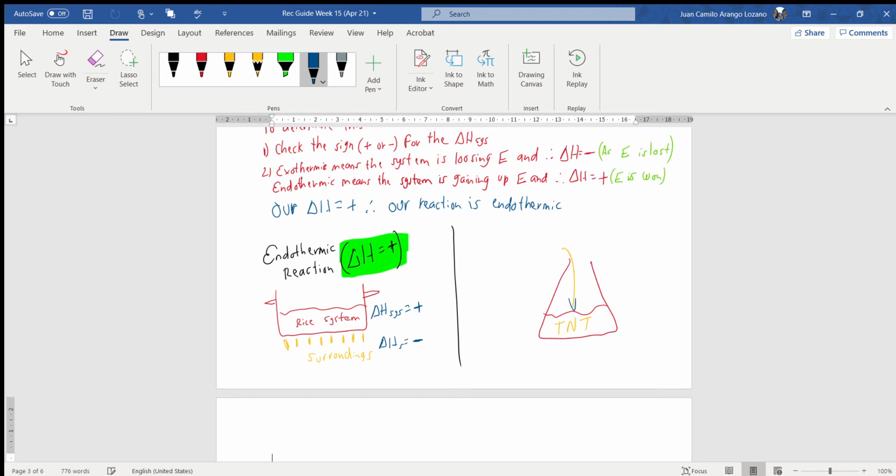Whoops, that's not the color I wanted. If this reactant reacts with water or with moisture, which is the same, in this case this is going to make this TNT explode. What does that mean? That means that this TNT will have a very violent reaction where it will start liberating energy to the surroundings.